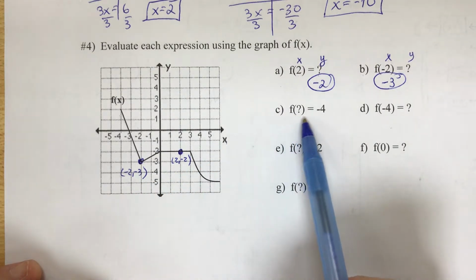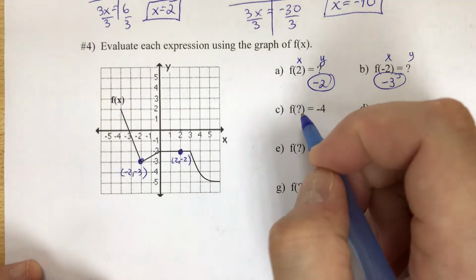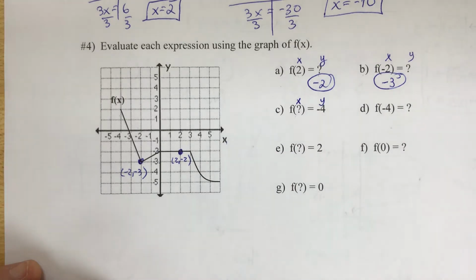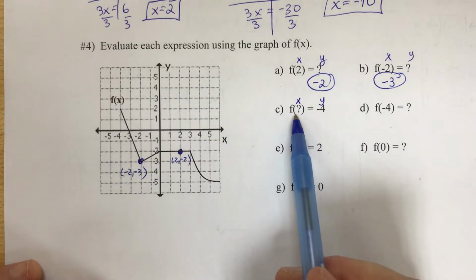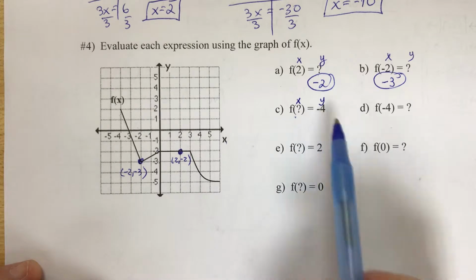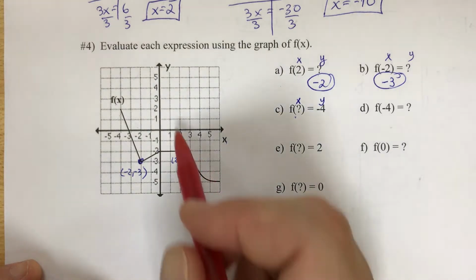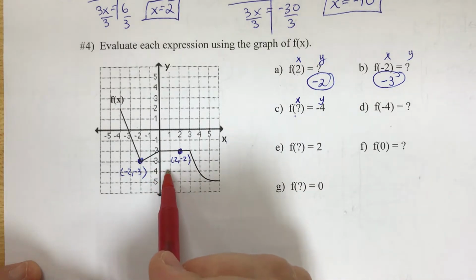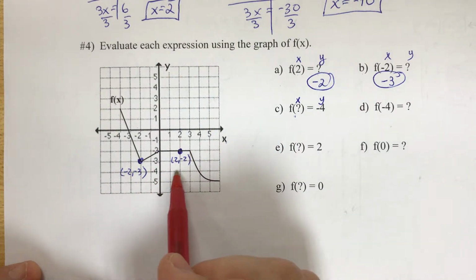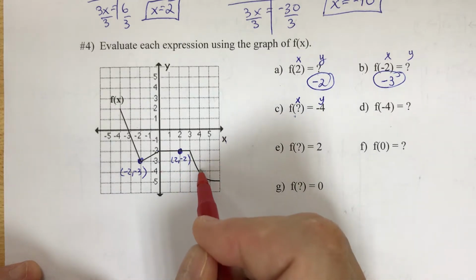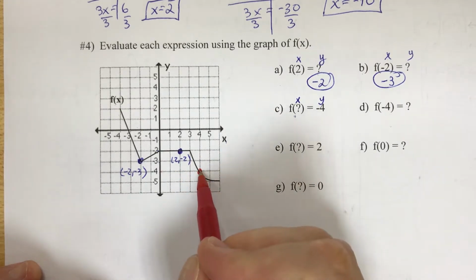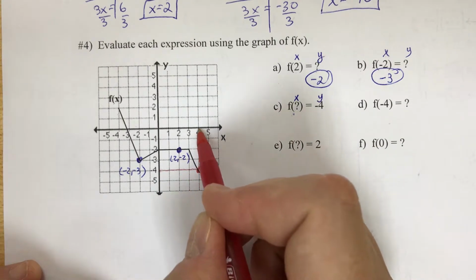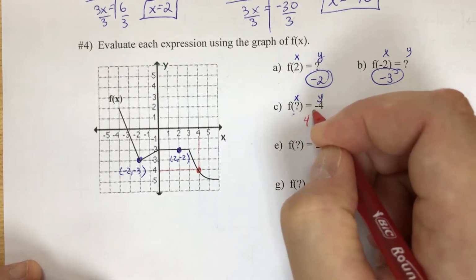Now, f of question mark equals negative 4. So now we're missing the x. They tell us the y value. So what value for x gives us a y value of negative 4? Well, let's go to the graph. Now we're going to look at the y values. Here's negative 4. Is there a point on the function when y is negative 4? What about right there? So the question is, what's the x value? Well, we'll kind of trace this. Look at that. So that's 4. So the x is 4.